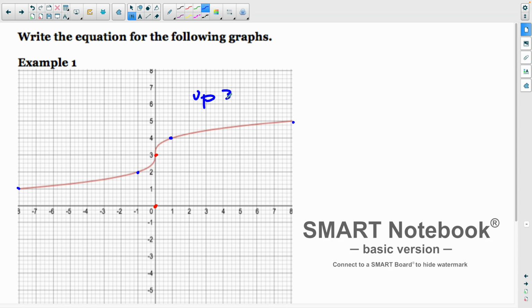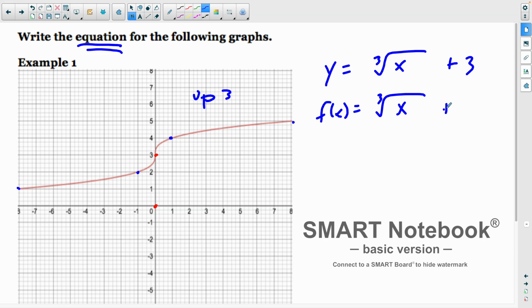So if I was writing an equation, by the way, it says write an equation. If it's an equation, what do you need in your equation? An equal sign. A y equals or an f of x equals or something like that. I don't care which one you put. Y equals, f of x equals, g of x, whatever. Cube root of, where does the plus 3 go? Outside. On the outside. So it would go there. So that's what I would have. Okay.